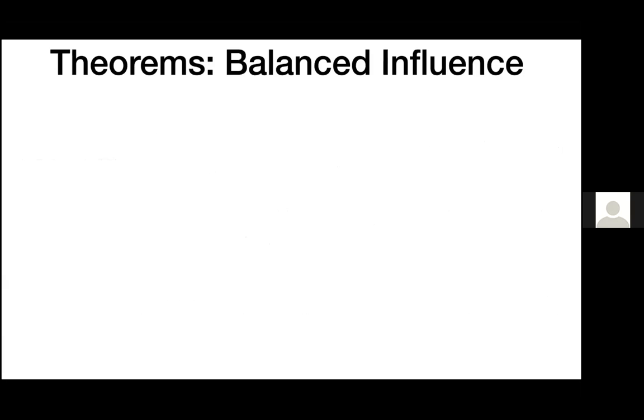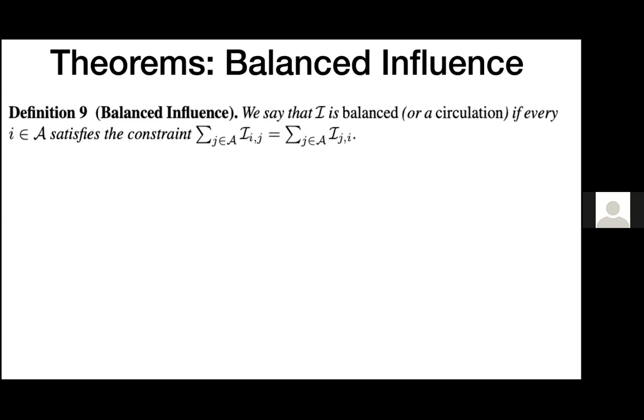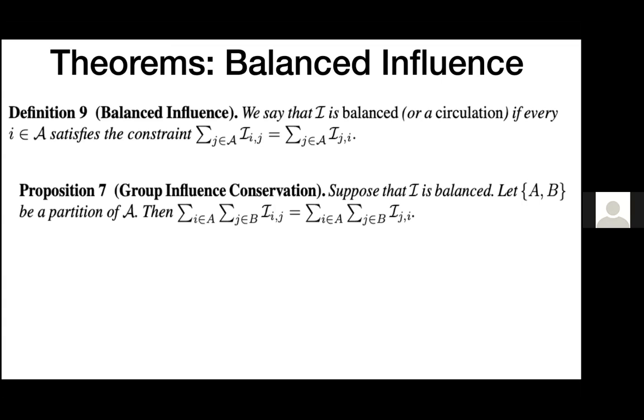And now here comes something very interesting from network theory, from flow networks, sorry, and actually something that you might be familiar with from circuits. We're going to say that an influence graph is balanced, or a circulation, if the influence that it receives is the same as the influence that it gives. So the incoming influence is the same as the outgoing influence.